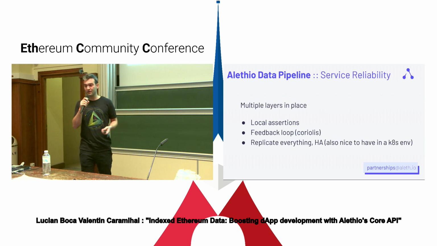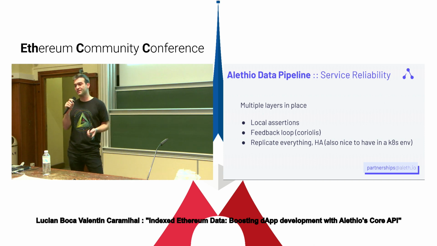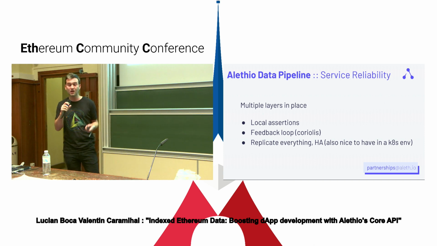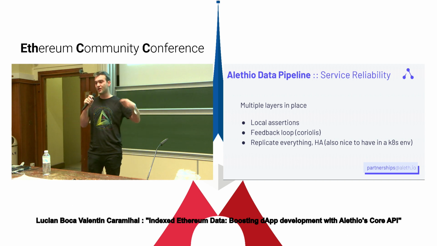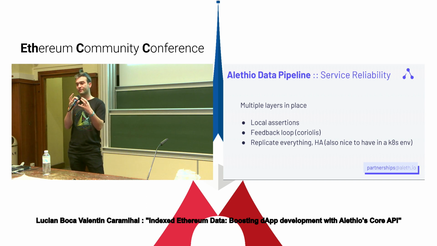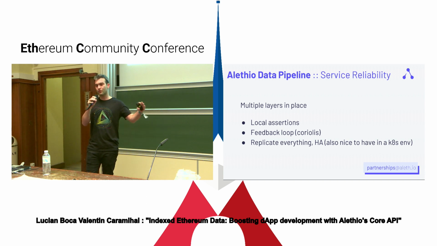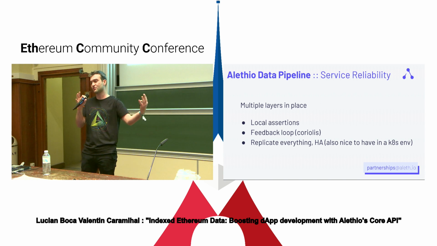And finally, about service reliability. Like security, reliability also comes in layers. So the layers that we have put in place for our data platform, we have local assertions, so each microservice does its validations as it transforms the data. Then overall, after this data is persisted, we have a feedback loop, so there's a process that checks all this chain and makes sure that it's continuous and everything's well.